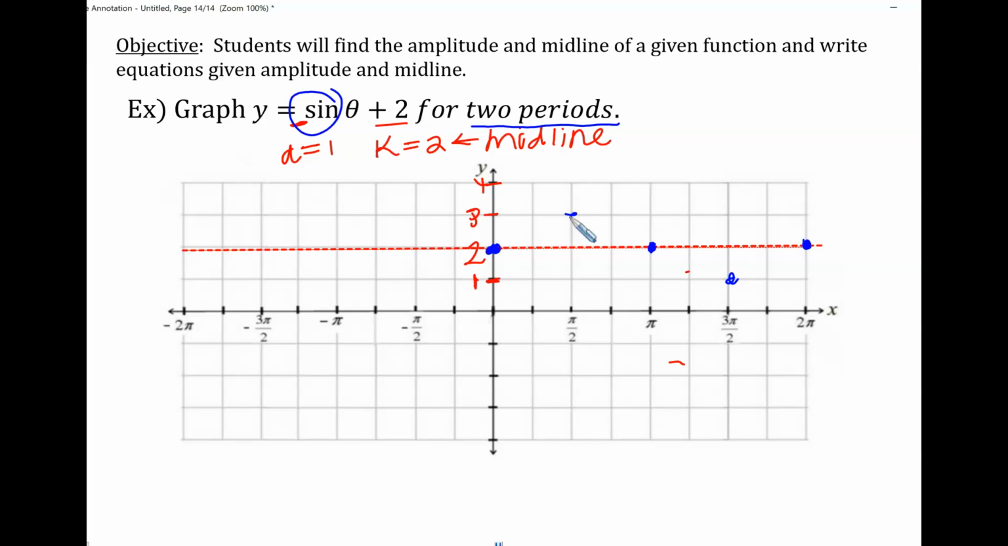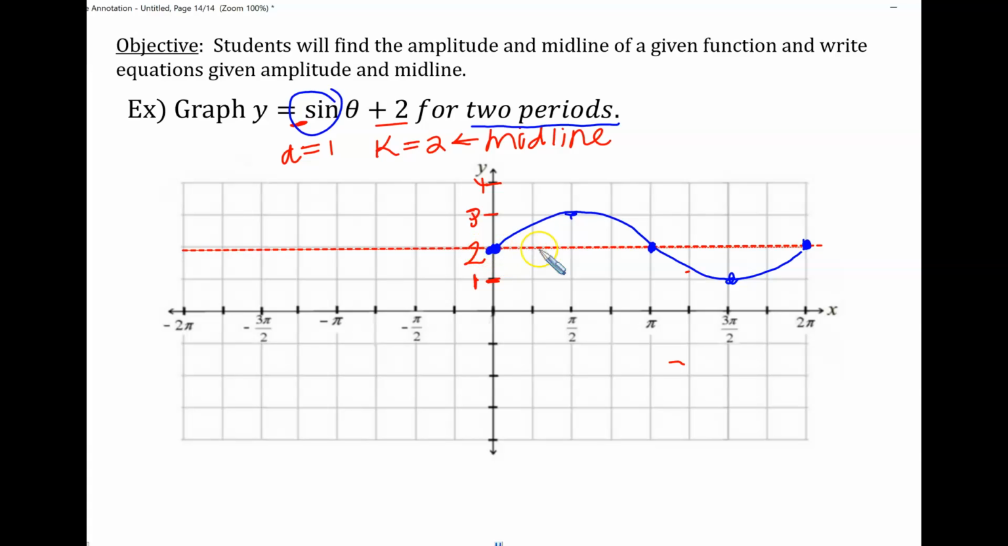I'm saying intercept, but it's not really an intercept. An intercept is where it crosses the x-axis, but here you're crossing the midline, basically, okay? And then remember, you have to connect them, and they have to be curves. Be careful that they don't look like V's, okay? So that's 1 period. So let's go do the other side. It's going to be 2 periods.